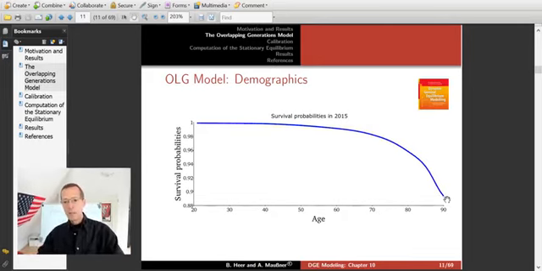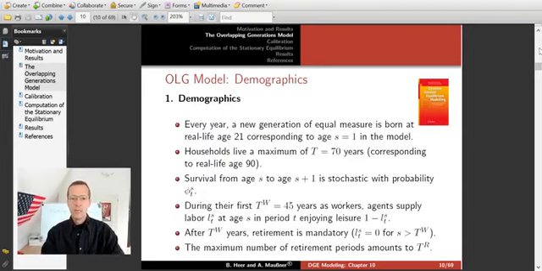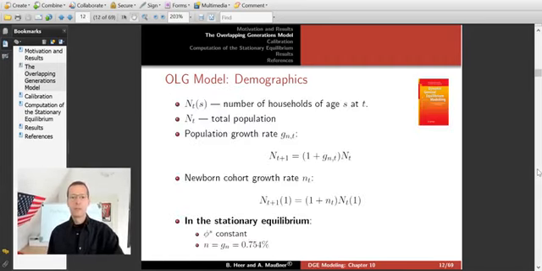The first 45 years of their life, corresponding to age 21 through 65, they are working and supply labor l_s in period t, so that leisure is 1 minus l_s. After retirement, leisure goes up to 100%, and vice versa, labor supply drops to 0. The maximum number of retirement periods amounts to 25 periods. N_s,t denotes the number of s-year-old agents in period t, and N_t is total population.